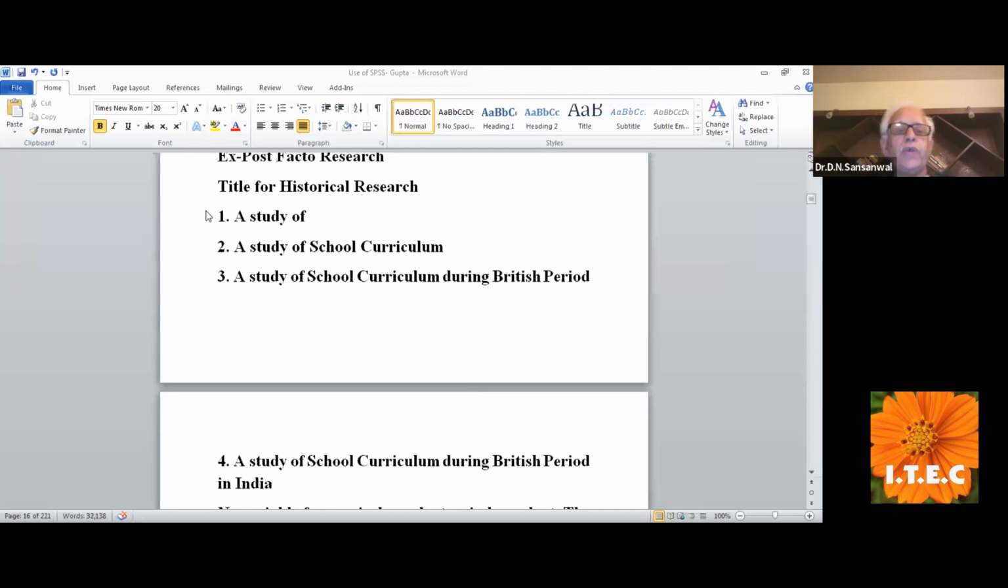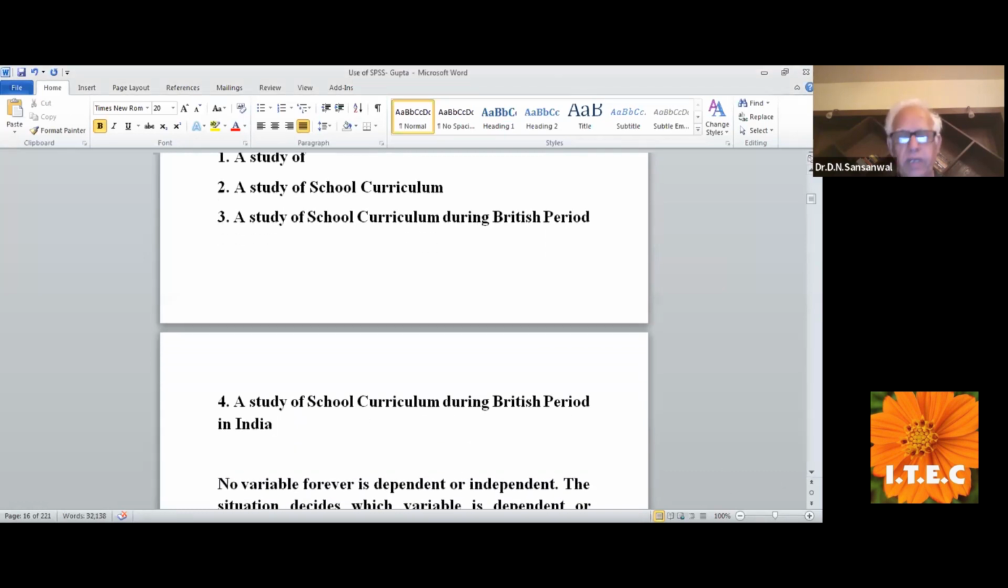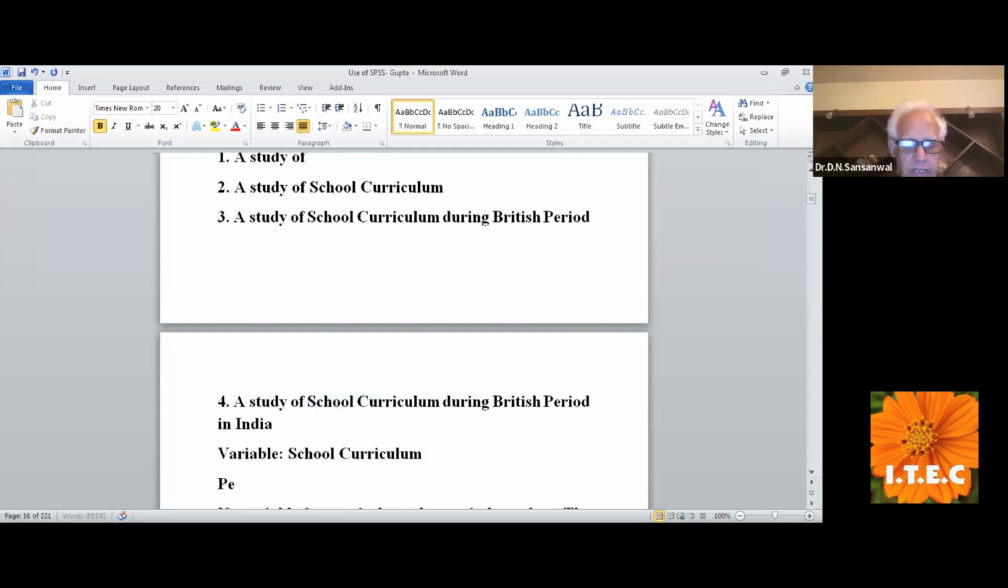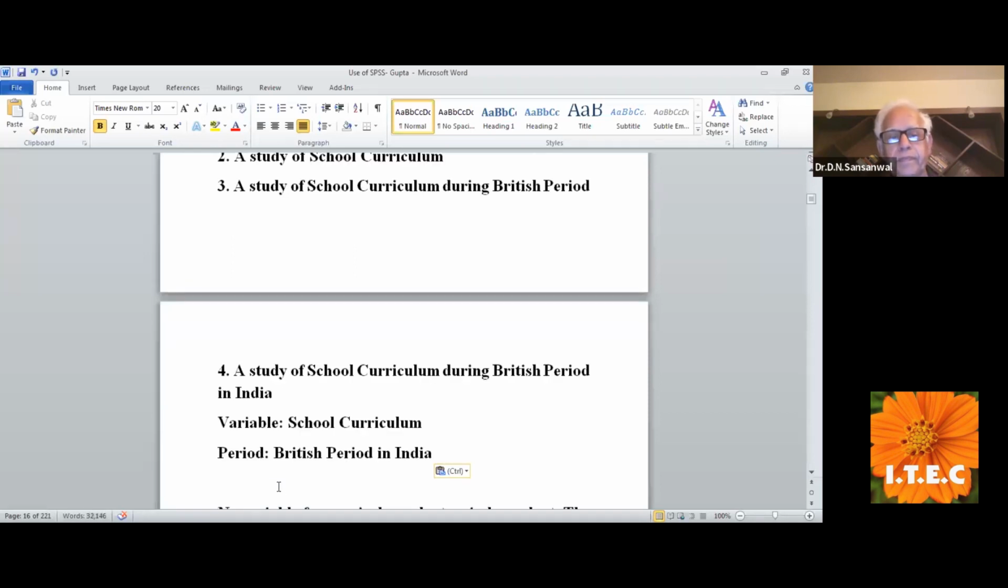So now you know that in this one, the fourth one is the most appropriate. And here in the historical research, you know the variable. The variable is the school curriculum. And you know the period. The period is the British period. And the method of research is historical method.